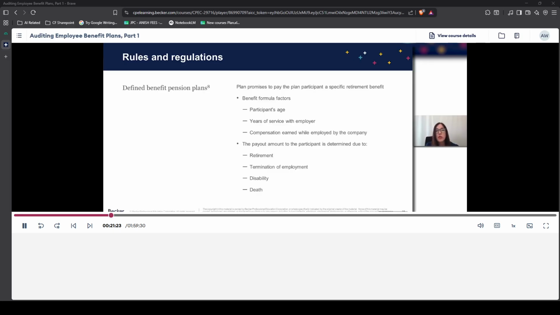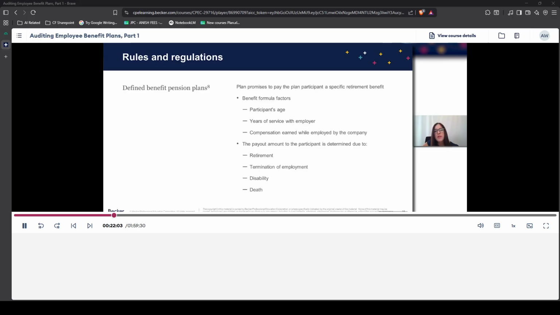Also in a DB plan, you do not have individual account balances. So the benefits in a DB plan are going to be based on a benefit formula defined in the plan document. And that benefit formula can be based on the participant's age, years of service, compensation while employed, or any combination of those. So when one of the triggering events occurs in a DB plan, such as termination of employment, retirement, death, disability, once the triggering event has been triggered, then the benefit that the participant is entitled to receive is calculated.